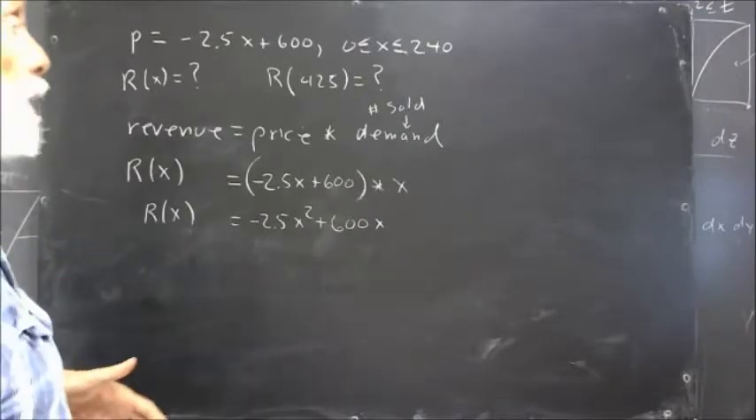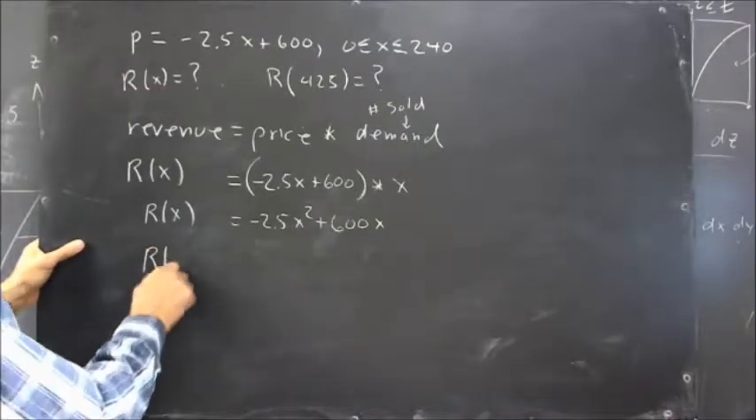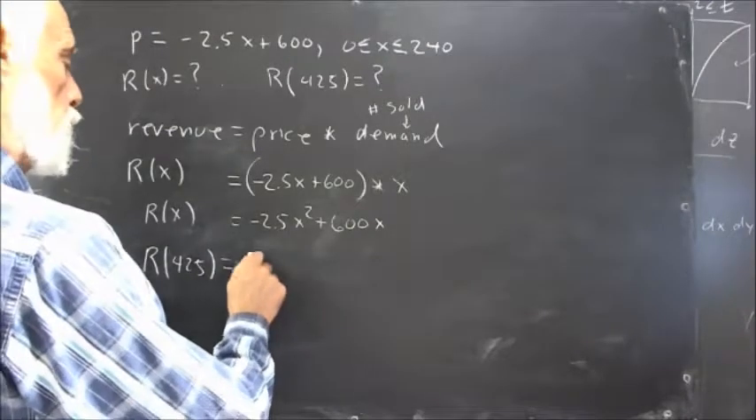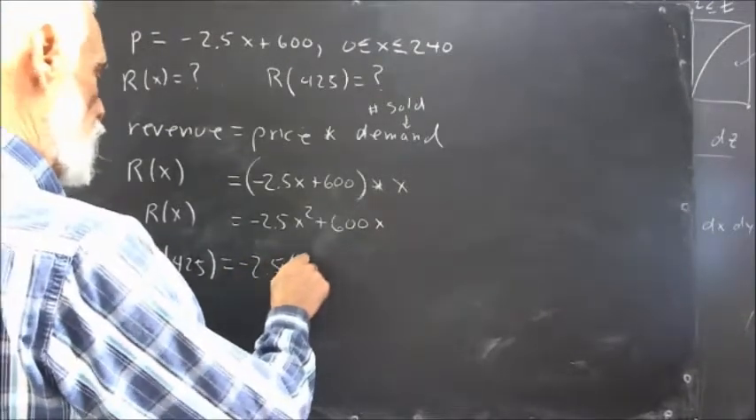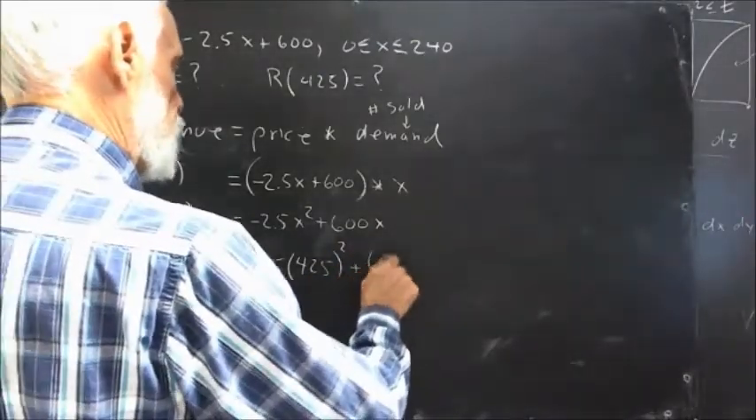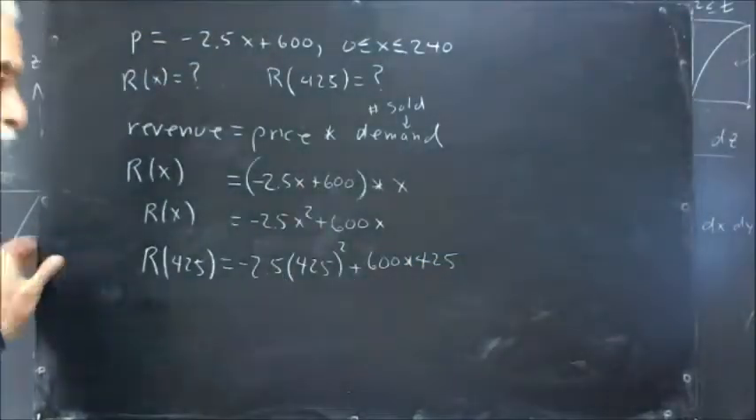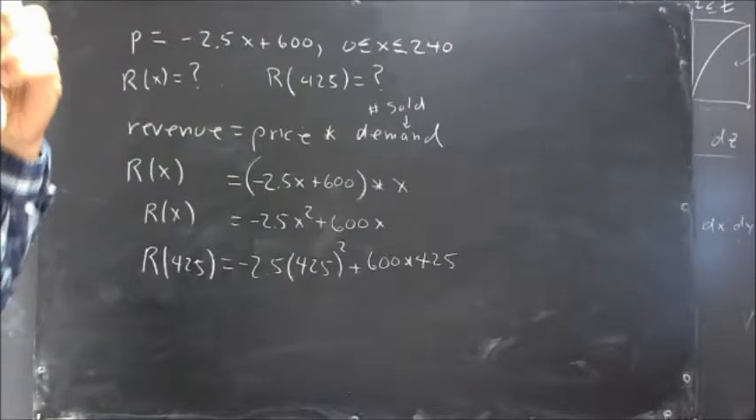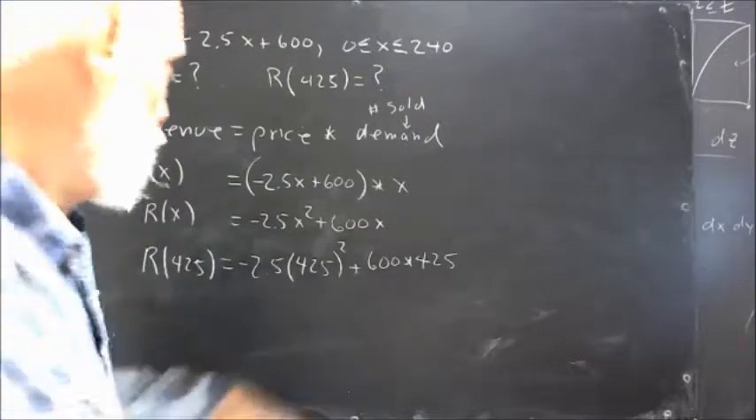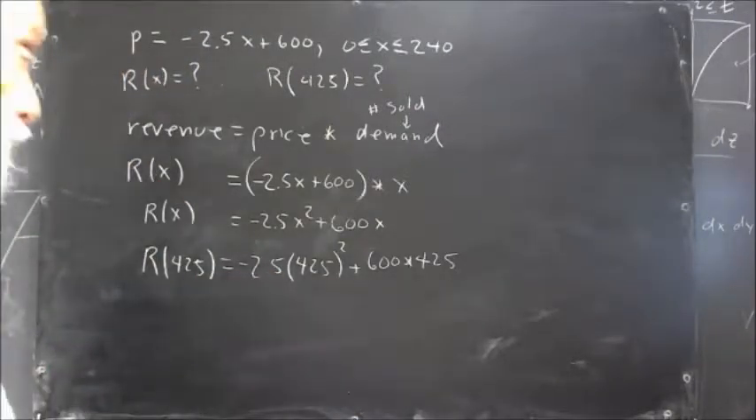So now what's the revenue when we sell 425 of the objects? Well, very easily found. R of 425 equals negative 2.5 times 425 squared plus 600 times 425. I think the problem on the actual test was 429. I was reading it without my glasses. That was a little too close to it, so I misread it as 425. But it's going to be very clear what you do with the problem as it was stated.